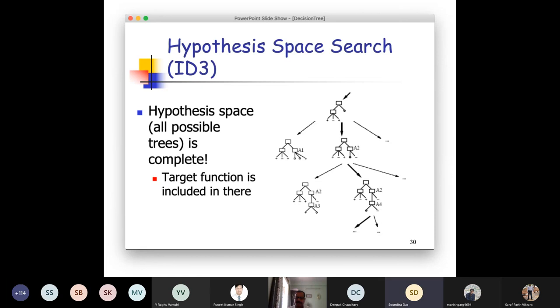So for that, what do you need to do? If we want to get the smallest tree, what kind of algorithm should you design in that case?